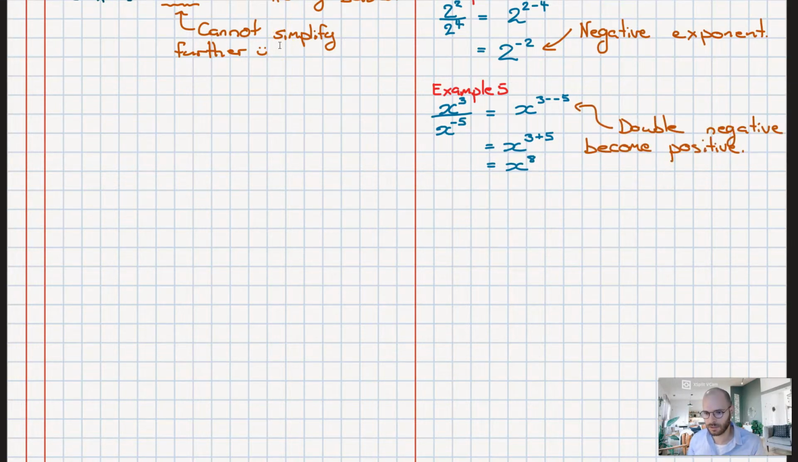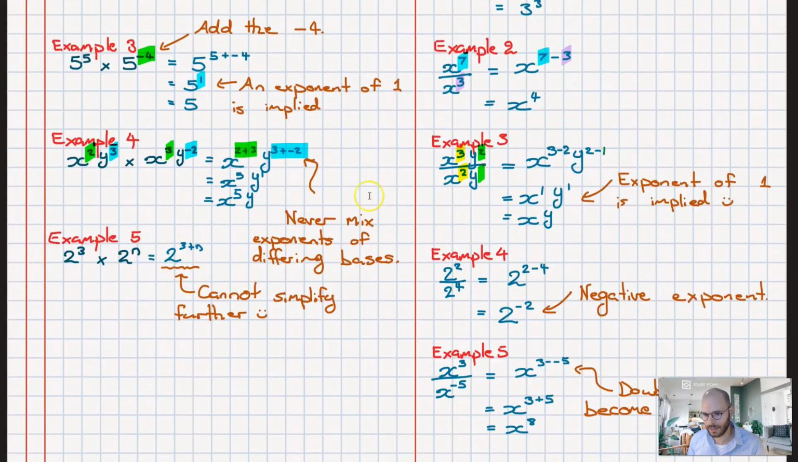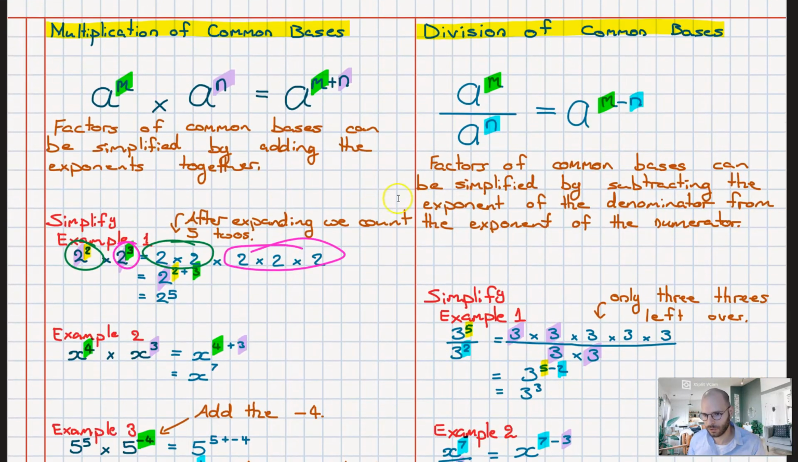So in summary, this has been a video demonstrating how we can apply the index law pertaining to the division of common bases.